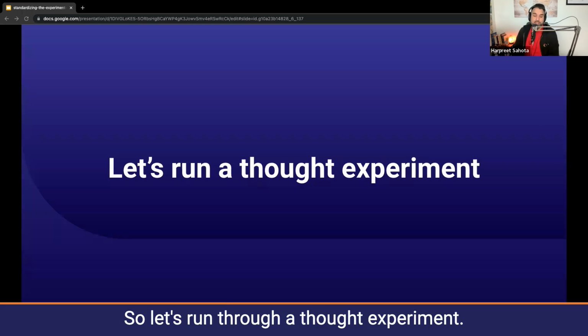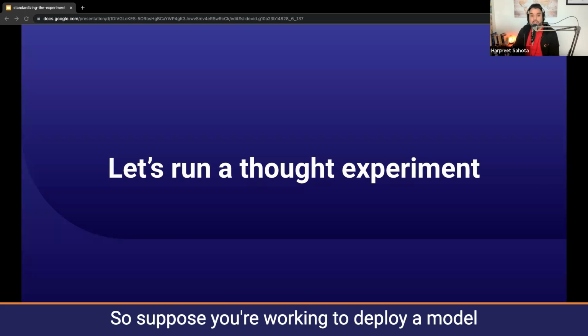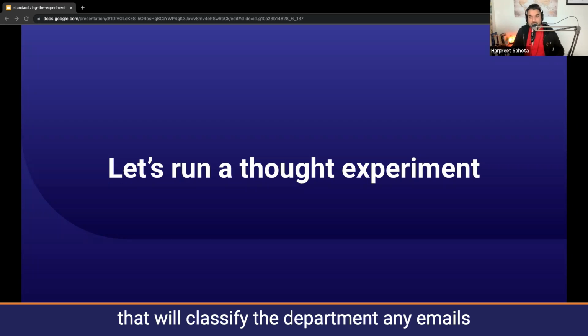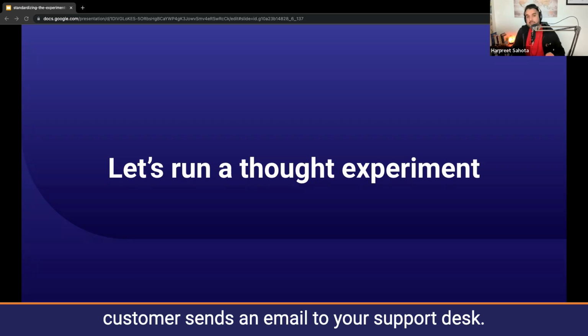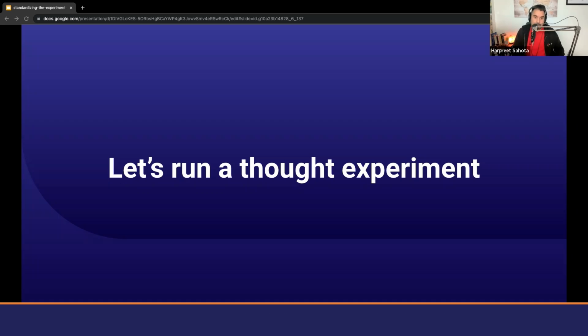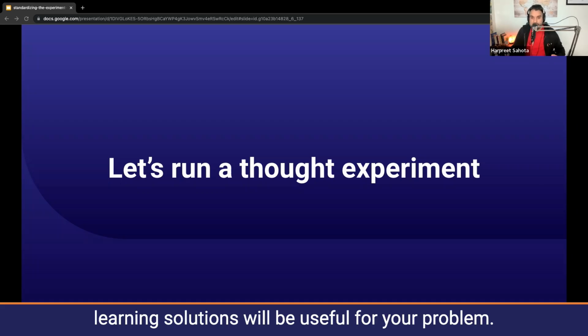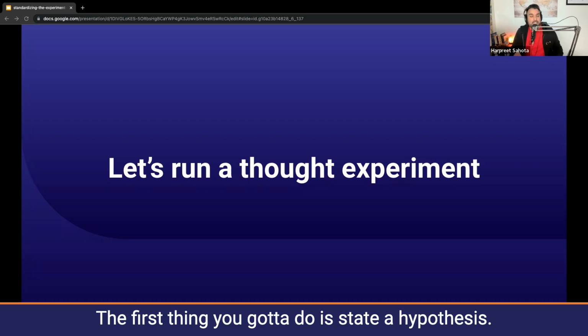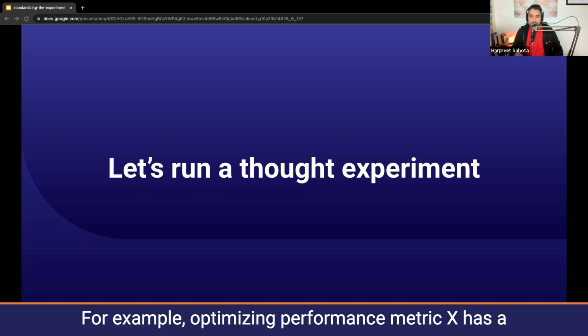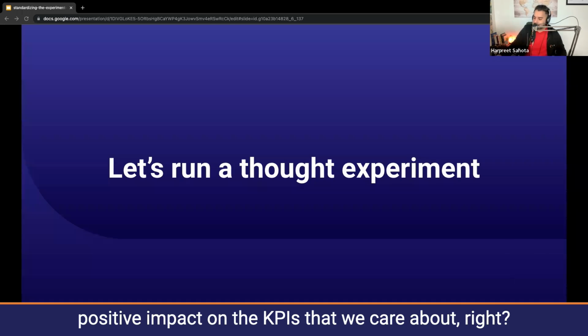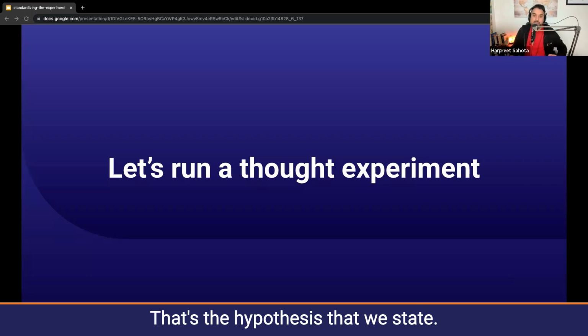So let's run through a thought experiment. Suppose you're working to deploy a model that will classify the department an email should be automatically routed to when a customer sends an email to your support desk. You want to run an experiment to see if machine learning solutions will be useful for your problem. The first thing you've got to do is state a hypothesis. For example, optimizing performance metric X has a positive impact on the KPIs that we care about. That's the hypothesis that we state.